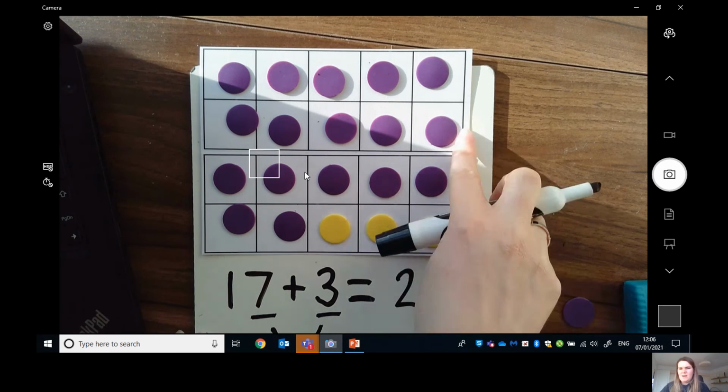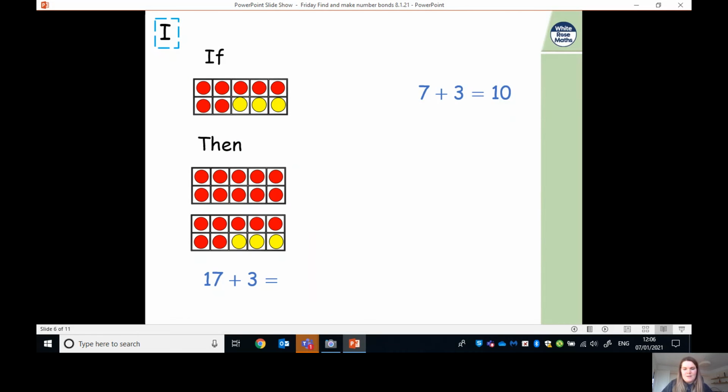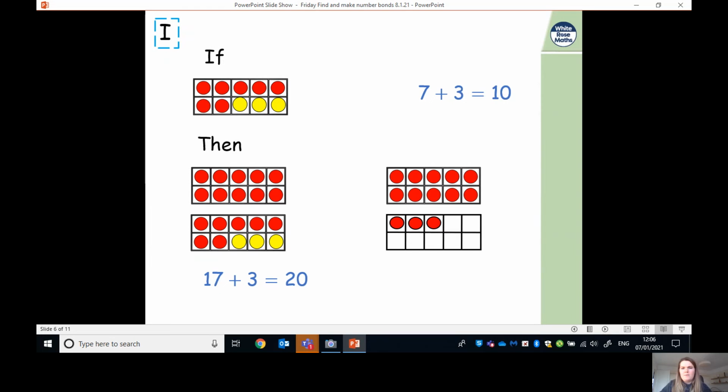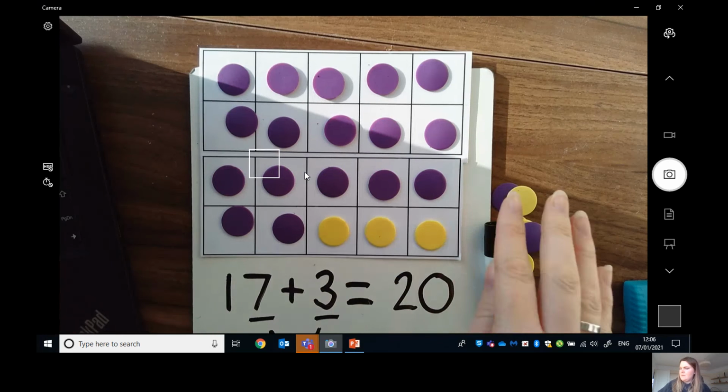Because both the grids are filled out. We used our number bond 7 plus 3 to help us. Great work. If 17 plus 3 is 20, we can figure out what 13 plus 7 is. So let's have a go. Let's get rid of this.